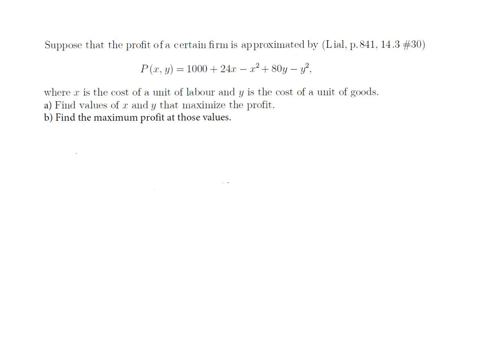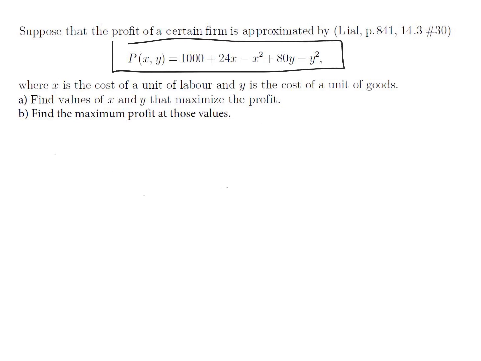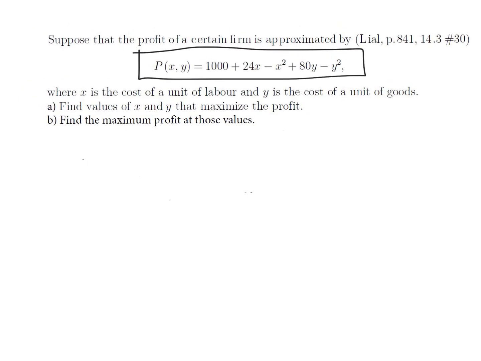Seeing no concerns, we'll just go to the next question, and let's see now how we would approach this. The language in the question is a little bit different as well. It says here, suppose that the profit of a certain firm or company is approximated by this function. You can see that the functions get quite a bit longer because you've got x terms, y terms, combination terms, and so on. X is the cost of a unit of labor, and y is the cost of a unit of goods. Find the values of x and y that maximize the profit, and then find that maximum profit at those values of x and y.